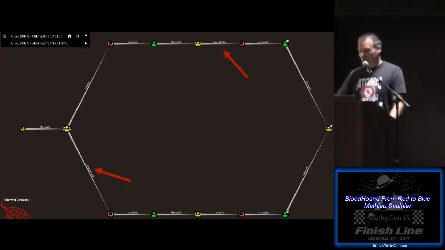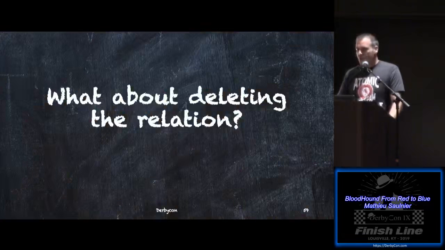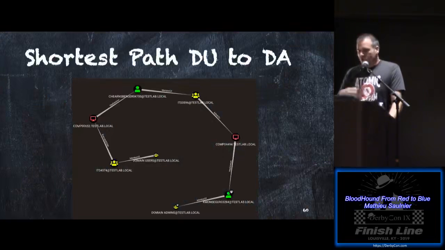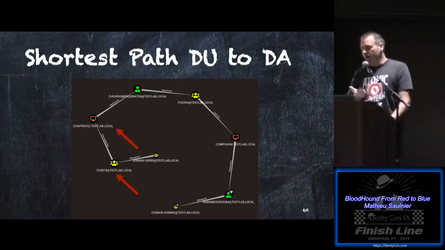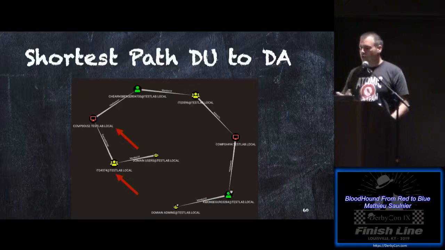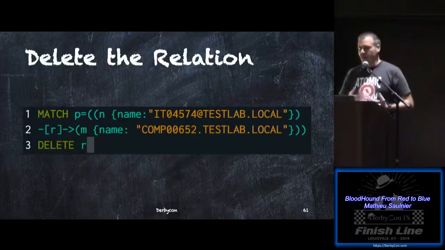So this is not a good method. Don't use filtering. It was very nice in theory, but don't use it. So what about deleting a relation? Because I said everything was wrong, right? So let's go again to our shortest path from domain user to domain admin. And now we have the label. And here the execute DCOM is between the group IT4574 and computer 652. So let's target that relationship and let's delete it.